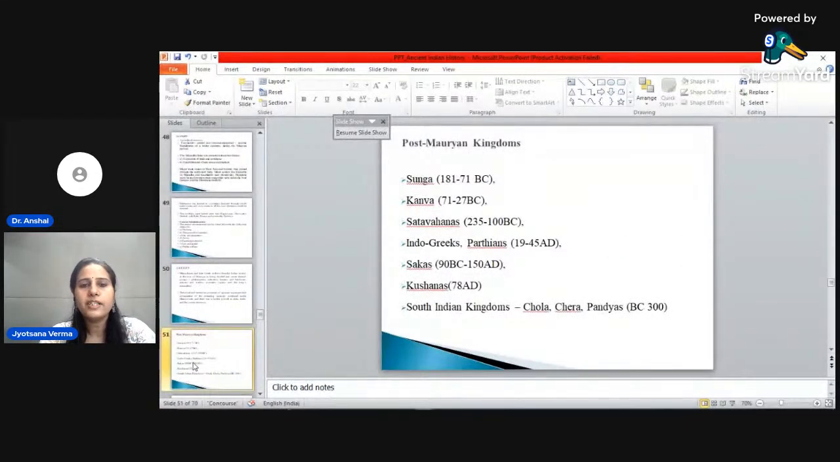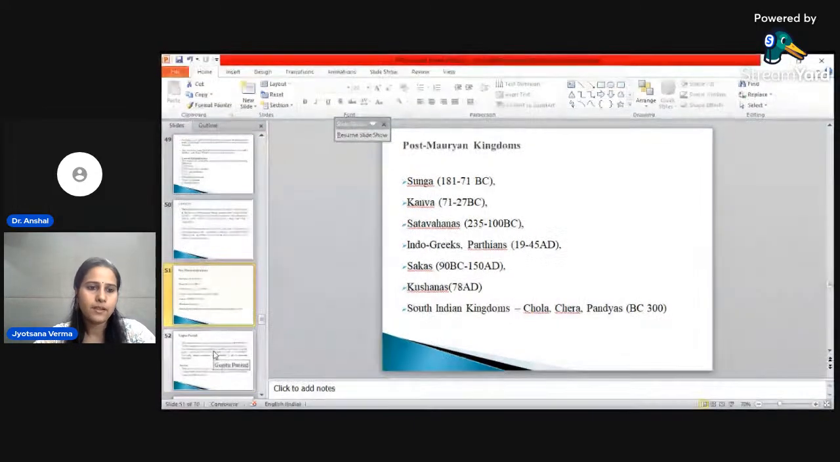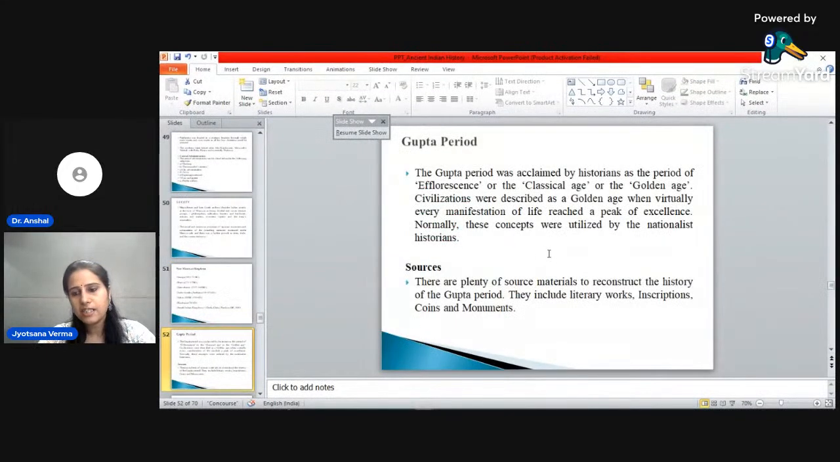So post-Mauryan kingdoms: there were some post-Mauryan kingdoms like the Shunga dynasty, Kanva dynasty, Satavahana dynasty, Indo-Greek, Parthian, Saka dynasty, Kushan, and some South Indian kingdoms like Chola, Chera, Pandyas. These came after the decline of the Mauryan period. So the next important period of ancient Indian history is called the Gupta period.